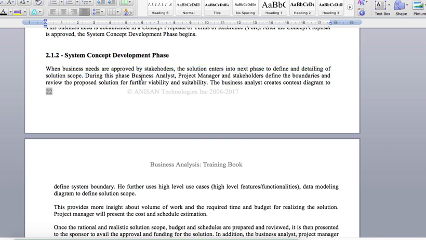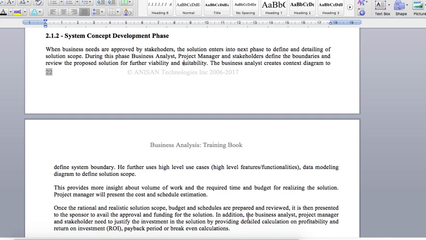So what we say is that during this phase, the business analyst, project manager, and stakeholders define the boundaries and review the proposed solution for further viability and suitability. So whether the solution is viable, doable, suitable, profitable, all those things are analyzed at this stage. This is very important because when we are proposing any change, the change should be in line with the organizational goal and objective. Also, it should be suitable from the organization's perspective, that is the organization's capability in terms of, again, operations capability, technology capability, or the people and the skill sets and so on and so forth.